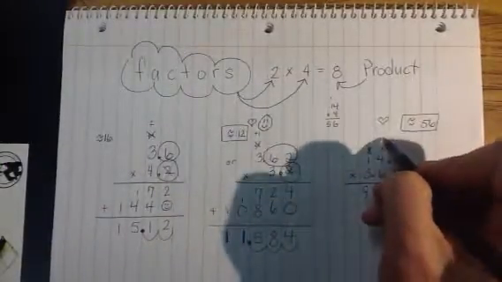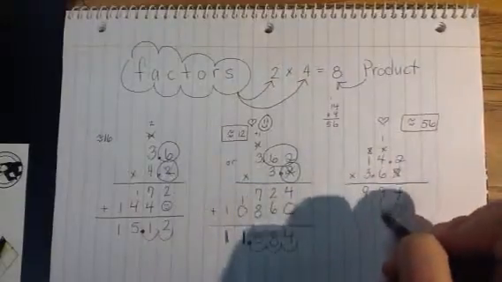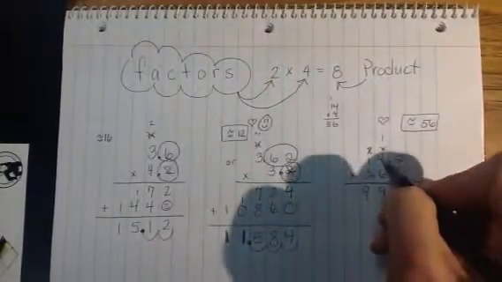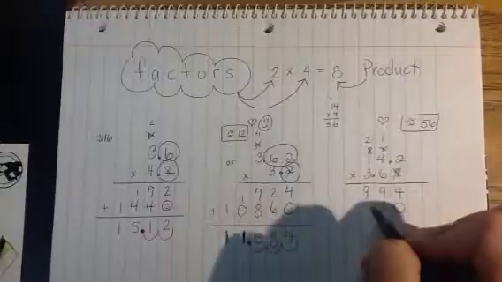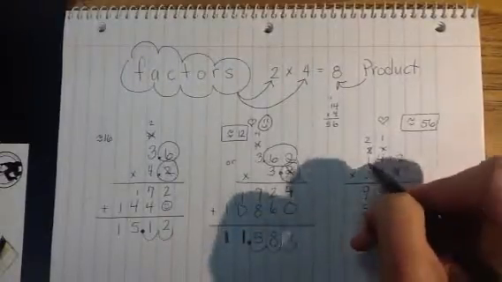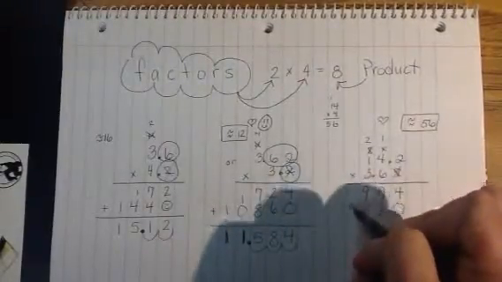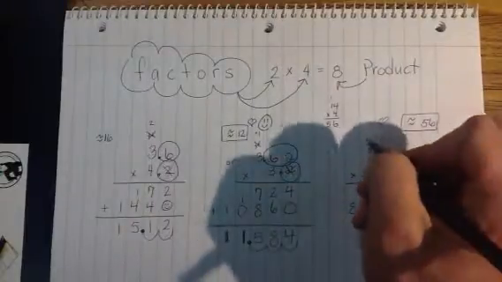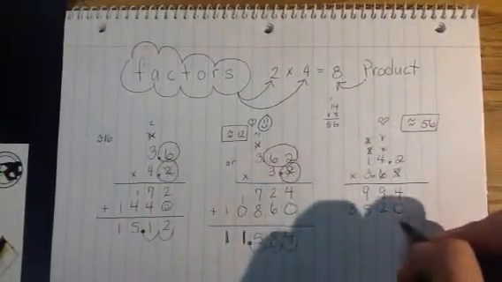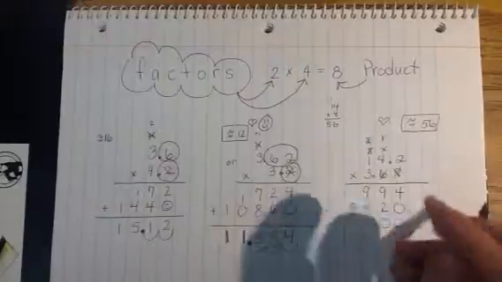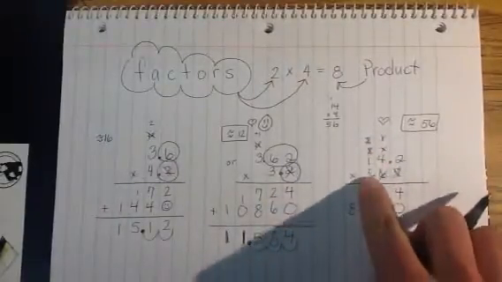6 times 2 is 12. 6 times 4 is 24, plus 1 more is 25. 6 times 1 is 6, plus 2 more is 8. I'm going to cross those out. Now I need to do 2 place value holders, because I'm going to go ahead and start my 3.